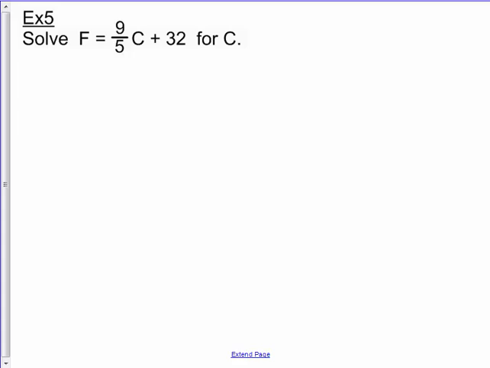Oops, I lied. Wrong one. We got one more example here, just a bonus. So example 5, we have F equals 9/5 C plus 32. Looking at this, we're going to solve for C. This is our Fahrenheit Celsius conversion here.